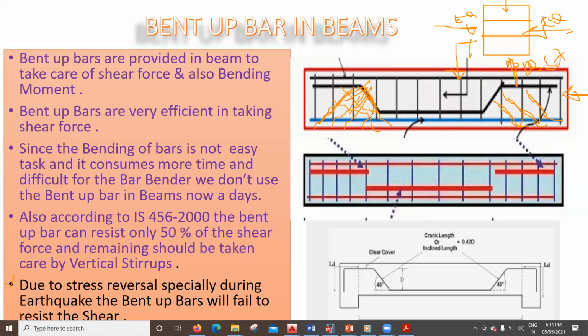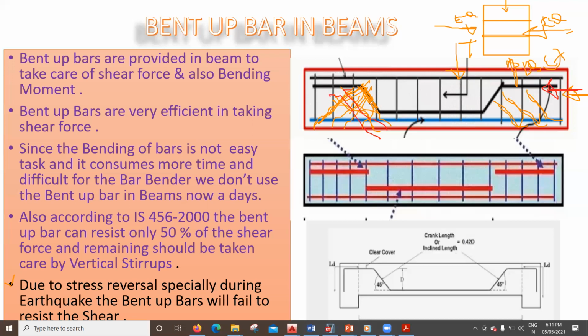If cracks are going to form in this direction, then this bar has been bent in this direction, then this bar will not be in a position to resist the shear, right? So that is the reason when it comes to earthquake point of view, there is a reversal of the stress. Reversal is that sometimes the earthquake can come in this direction and cracks can appear in this direction, and sometimes the earthquake can come in the opposite direction, that is from here the earthquake can come, then the cracks are going to form in this direction.